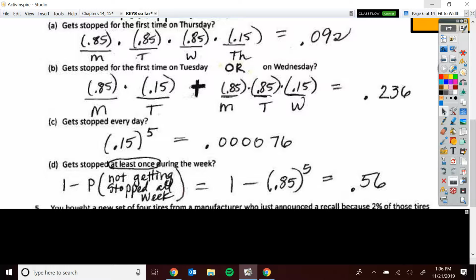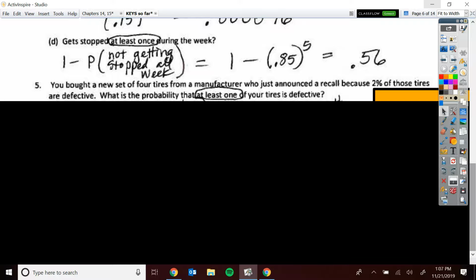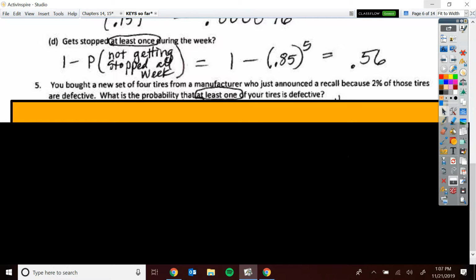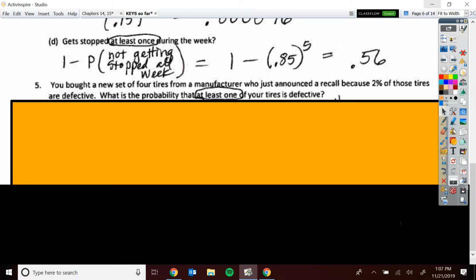Okay, and so then here comes another at least one problem. Probability of at least one of your tires being defective. Okay, so 2% of the time it's going to be defective. So what's the probability that at least one of your tires is defective? That's all of the combinations except what? That one time whenever none of the tires are defective.